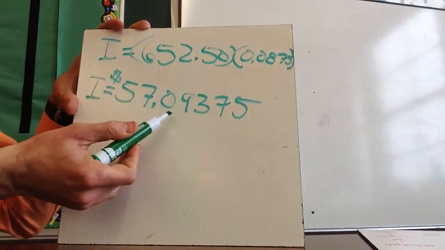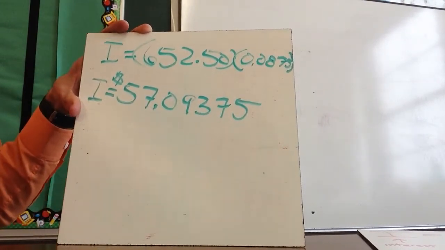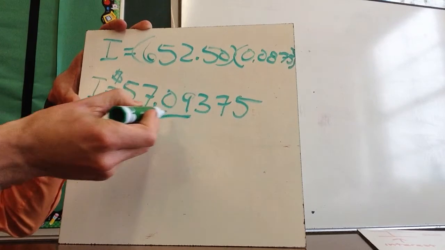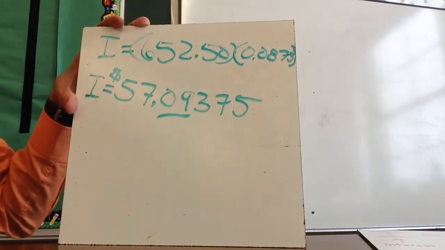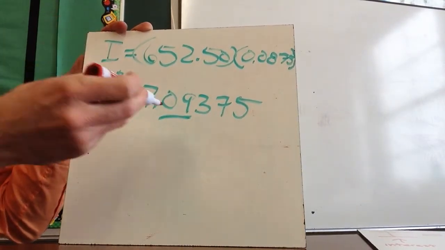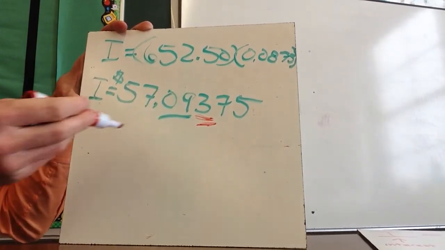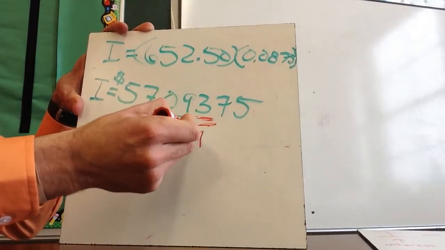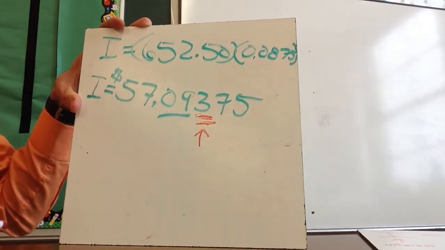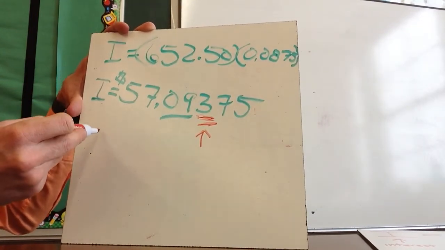Now the problem is, remember, this is dollars, and dollars never or rarely looks like this. So what we need to do is round to the nearest cent. So I know that the 0.09 are my cents, which means that it's this number here that's going to tell me what I should do with this 9. And since this number is less than 5, I'm going to leave this alone.